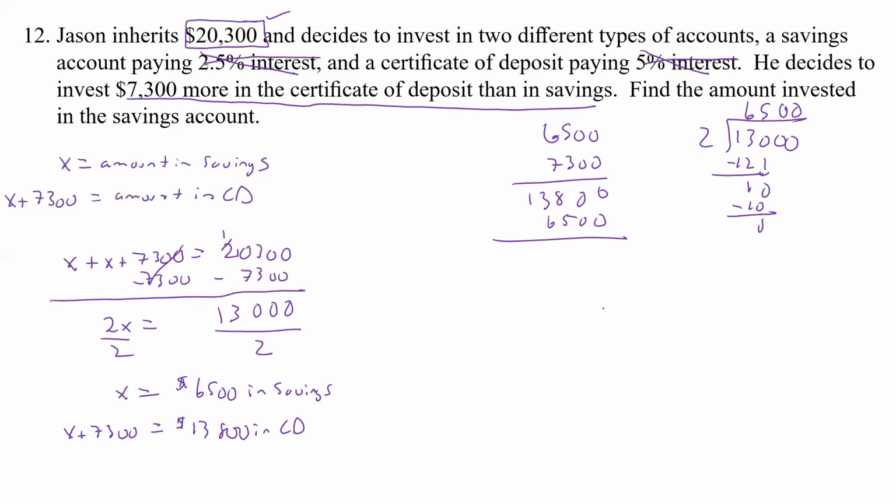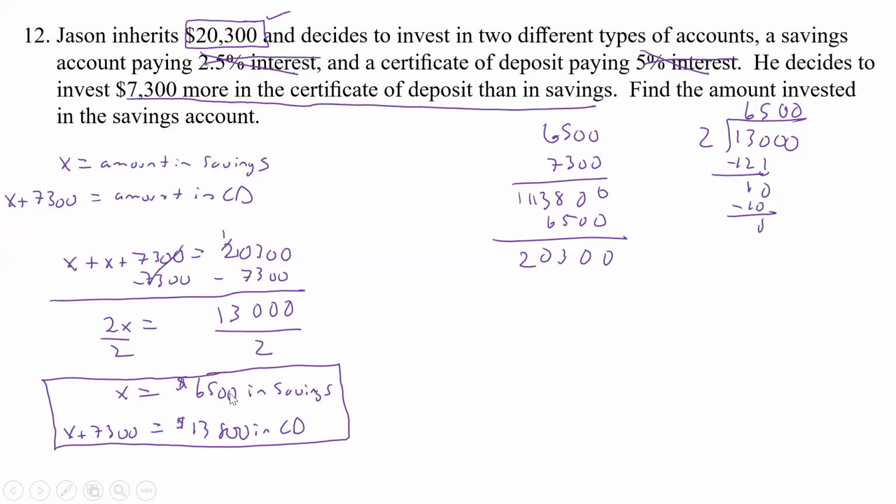Now, if we add to that how much is in the savings, 6,500, we should get back our 20,300. So that's 0, 0, 13, 10, 20, 20,300. That checks. And so that is the correct amount that we invested in each account. Savings was 6,500 and the CD was 13,800. And so that's all I have for this section.